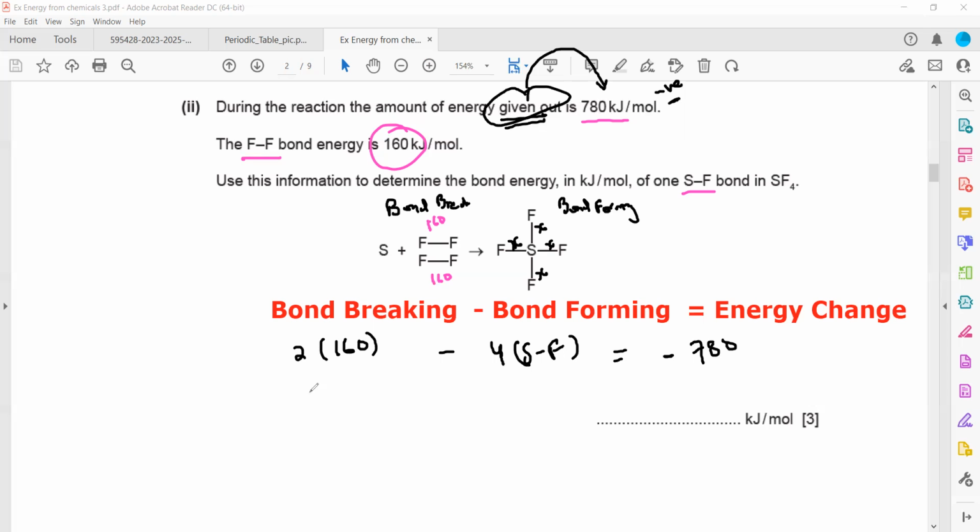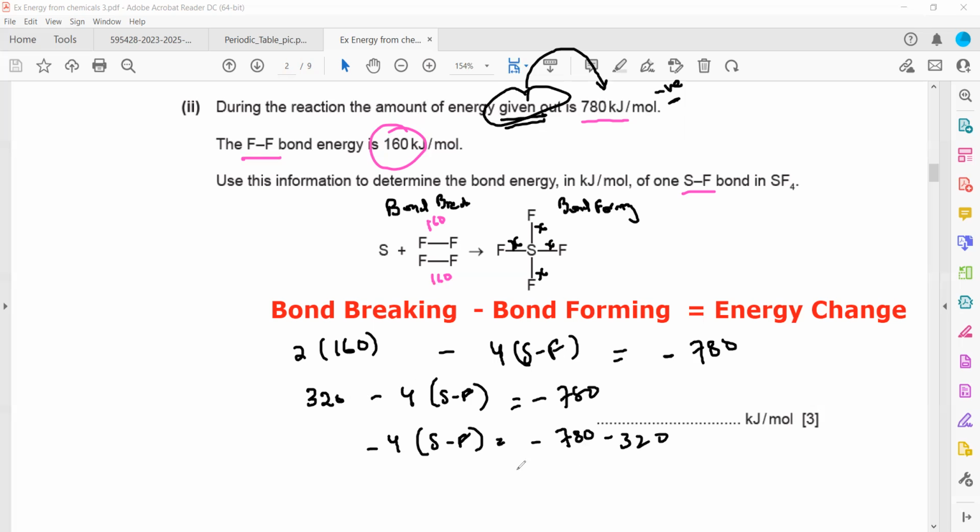So 2 multiplied by 160, that's 320. This is 4 SF equals minus 780. This 320 is positive, so it will move to the other side and become negative. So 4 SF bonds equal minus 780 minus 320. Minus 780 minus 320, that sum will be minus 1100. So minus 1100 equals 4 times SF.